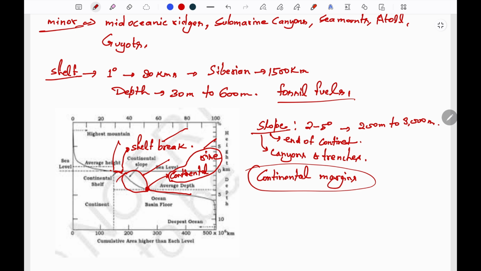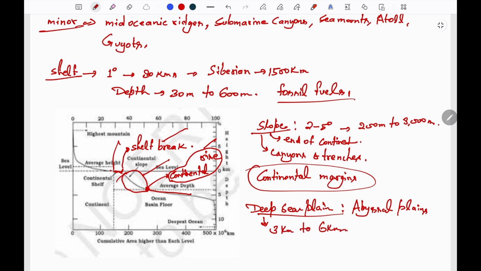Now moving on to the deep sea plains, also known as abyssal plains. They are the flattest and smoothest regions of the world. The depth generally varies from 3 kilometers to 6 kilometers. And these plains are covered with sediments like clay and silt.